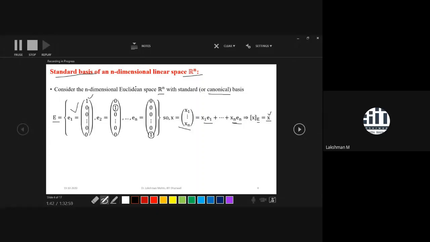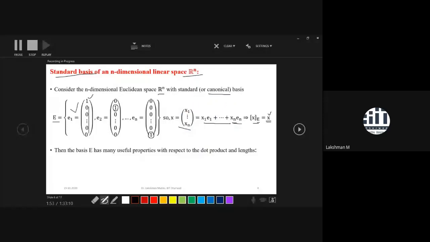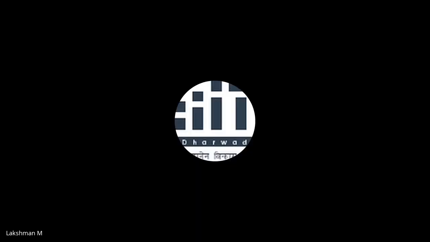with respect to E, the coordinate is x. There is no different representation of the coordinate vector in the case of the standard basis, because the coordinate vector of a vector with respect to the standard basis is the vector itself. Now we will see a few properties of the basis elements of a standard basis.